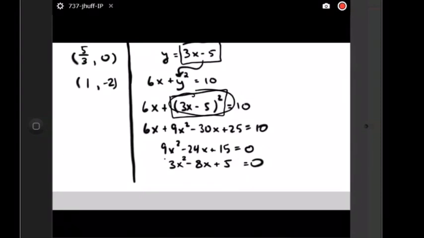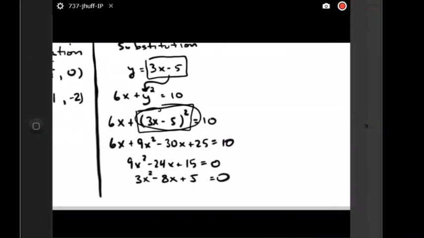And then I think we're going to have to factor this. 3 times 5 is 15, so we need factors of 15 that add to negative 8. And that's going to be negative 5 and negative 3.